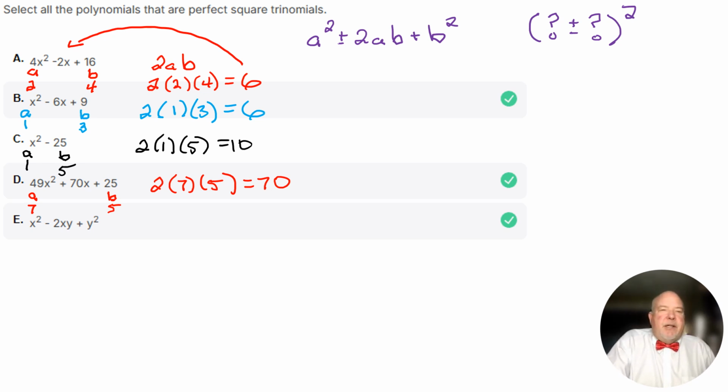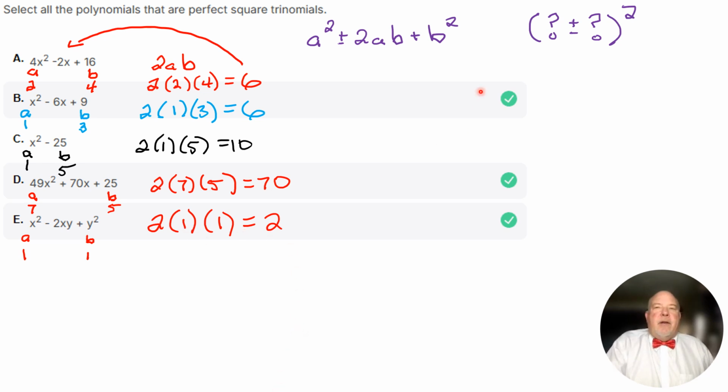So then the last one here, the square root of 1 is 1, and the square root of 1 is 1. And so 2 times 1 times 1, 2 times a times b, gives me 2, which is my middle term. And so that is a perfect square trinomial.